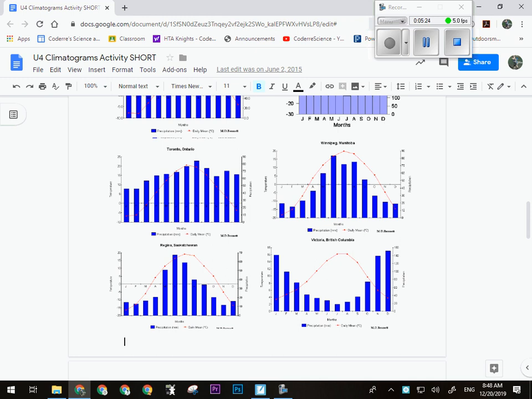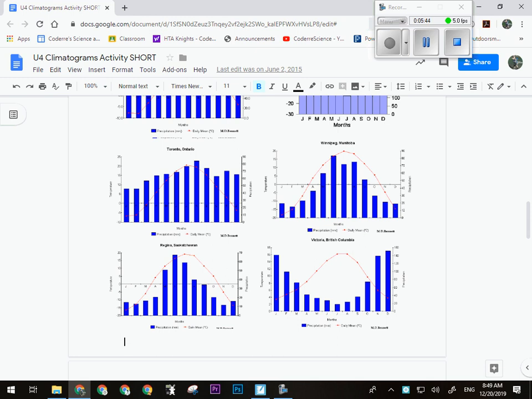Right, so if I'm looking at Regina and Winnipeg, I'm going to be looking them up. I'm going to look up their latitude and their altitudes. Basically, I'm going to look up all the factors that affect climate, and I'm going to write a short description of the factors affecting the climate for that city.